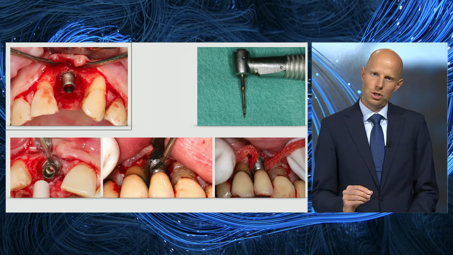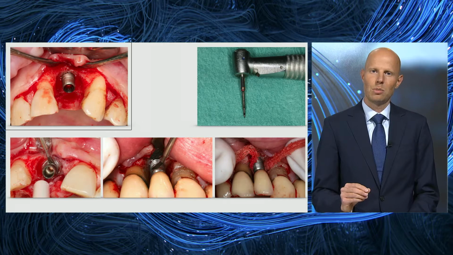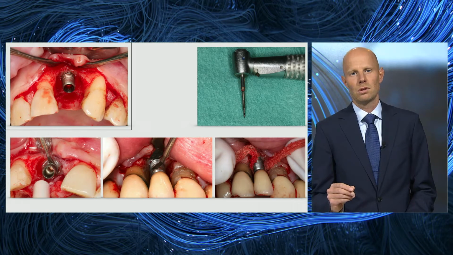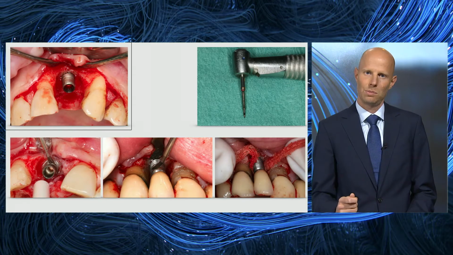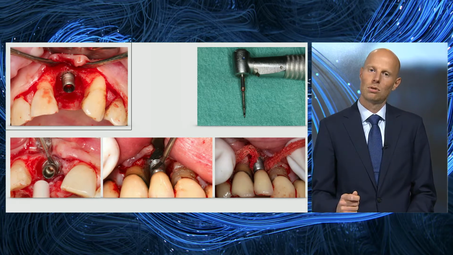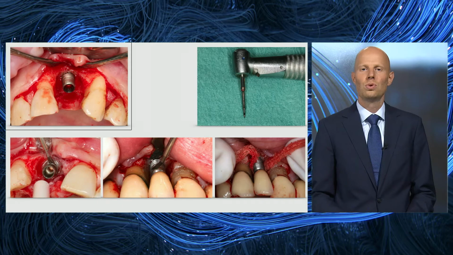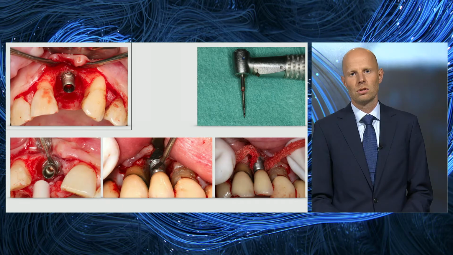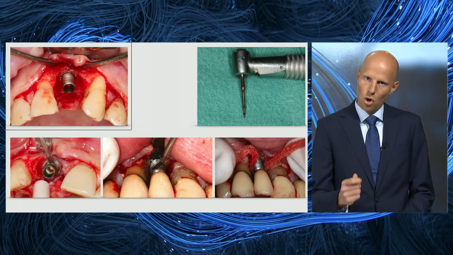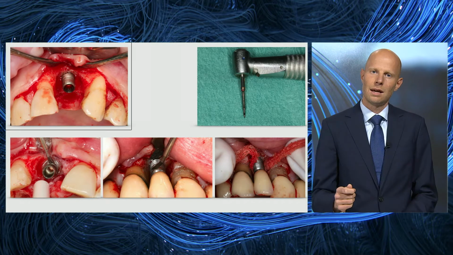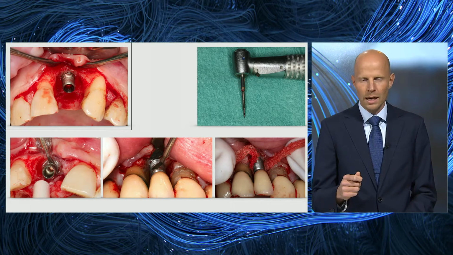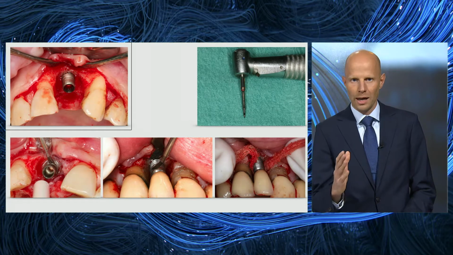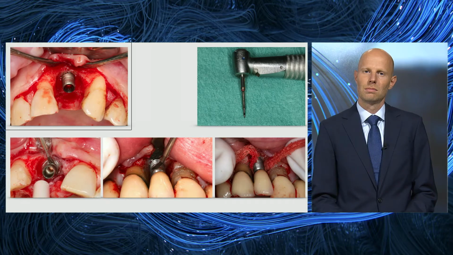The irrigation used during this step is saline. At no time do we use any other antiseptic or local antimicrobial. This is purely saline, and we have some evidence to support this concept. We use gauze, also soaked in saline, to debride. And you can see the long gauze to the lower right used for the palatal or lingual aspect.